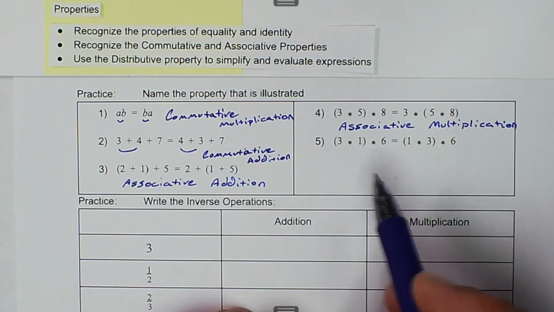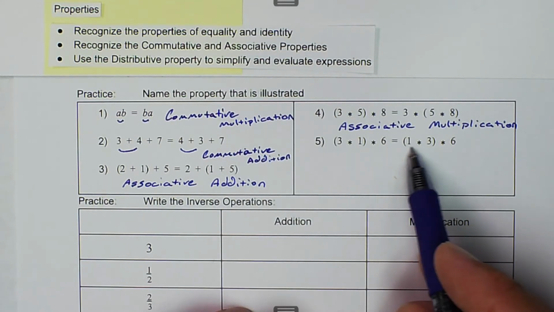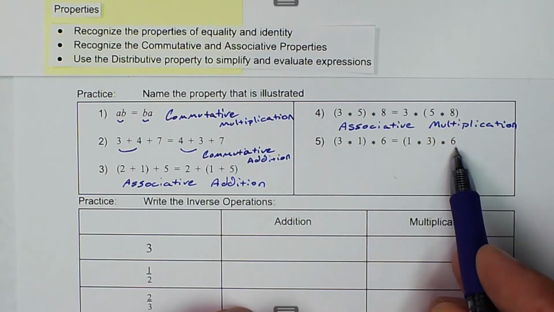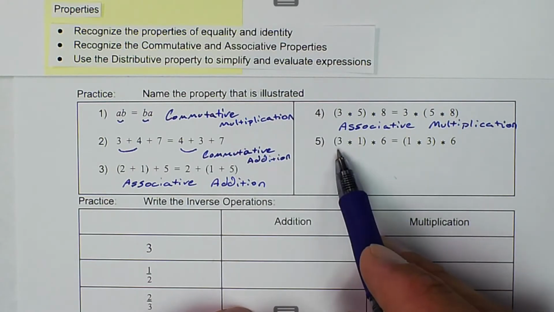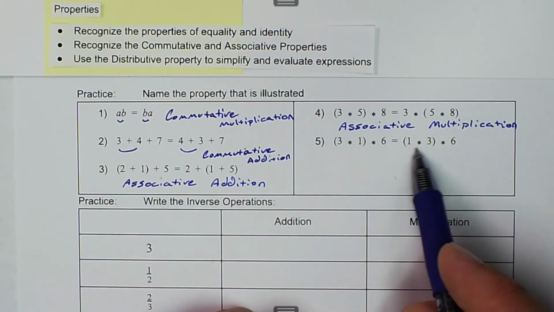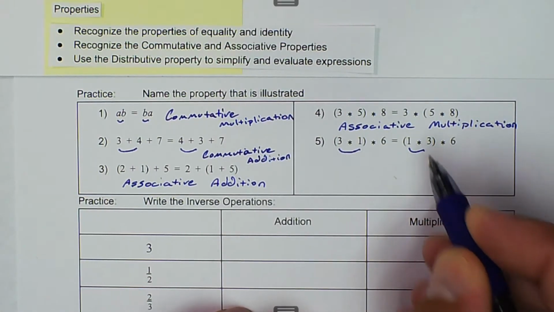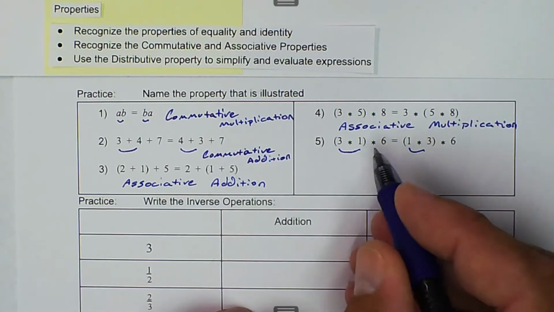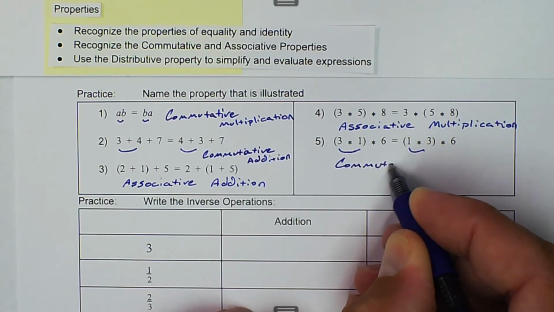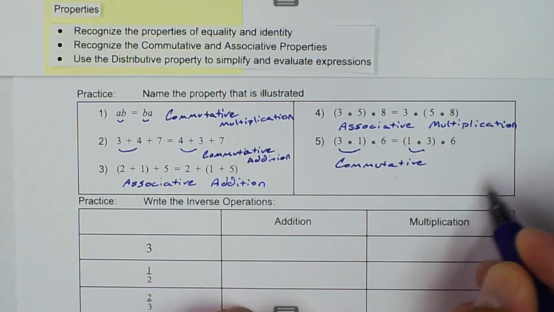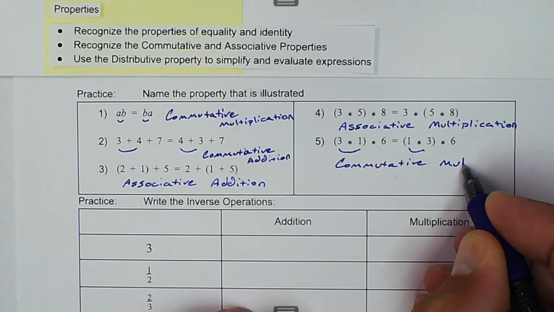And then we have 3 times 1 times 6 and 1 times 3 times 6. In this case, the grouping is the same. We still have the 3 and the 1 and the 1 and the 3 in the parentheses. But what happened was we flipped, or we changed the order of the numbers in the parentheses. So that's going to be commutative. Commutative property, and in this case we're talking about multiplication.